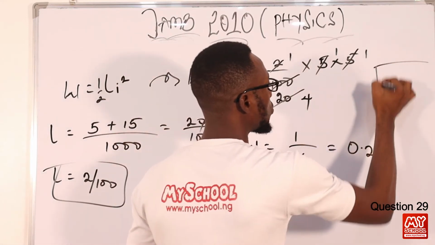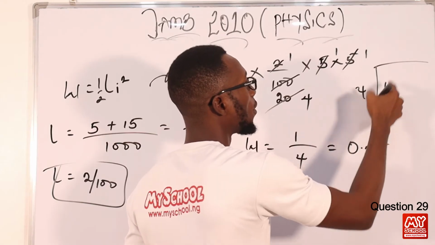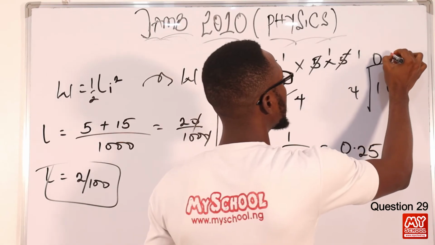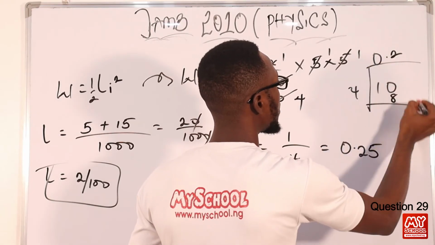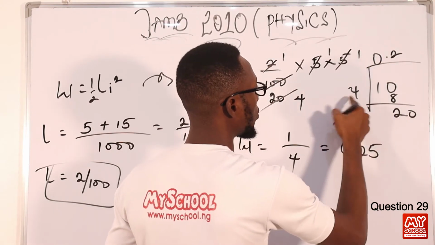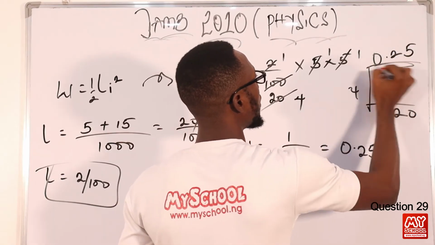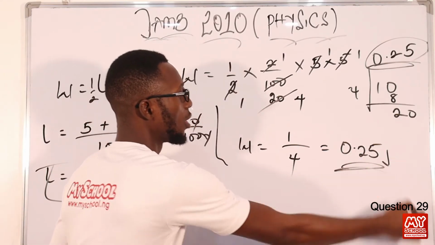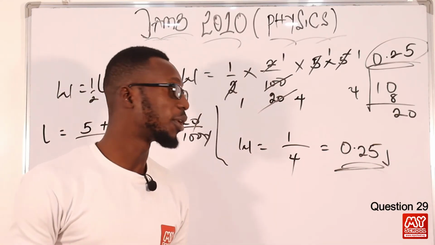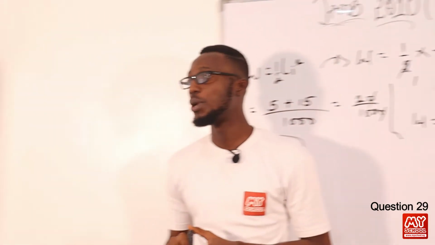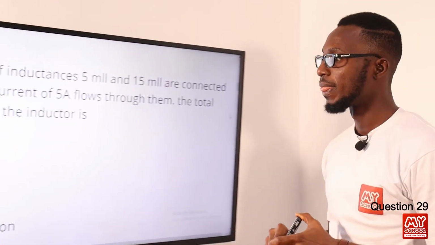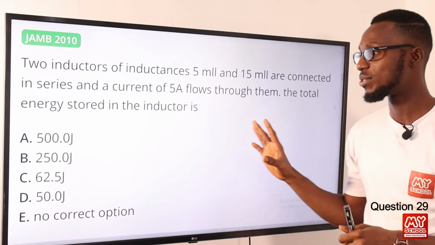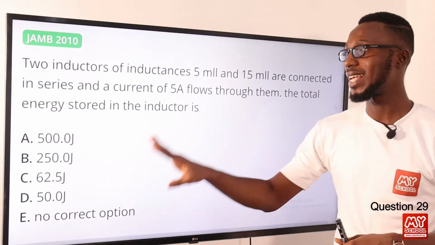If you would like to do this with me, I have 4 and I have 1. 4 in 1 is 0, introduce 10. 4 in 10 goes 2 times. 4 times 2 is 8, so I drop down 2, put 0. 4 in 20 is 5. So you can see we have joules, of course, energy in joules. So the correct option should be 0.25 joules. So where do we have that? You can see that we don't have 0.25 joules in the options provided. So there is no correct option attached to this question.